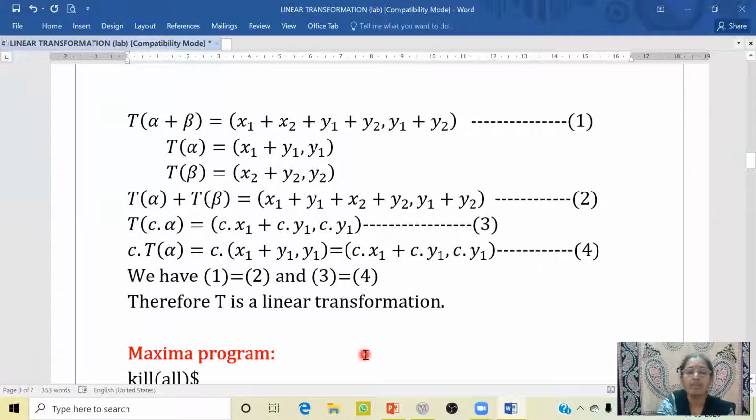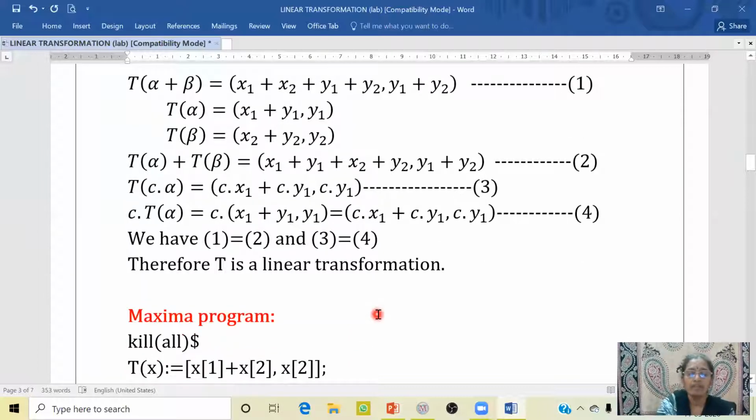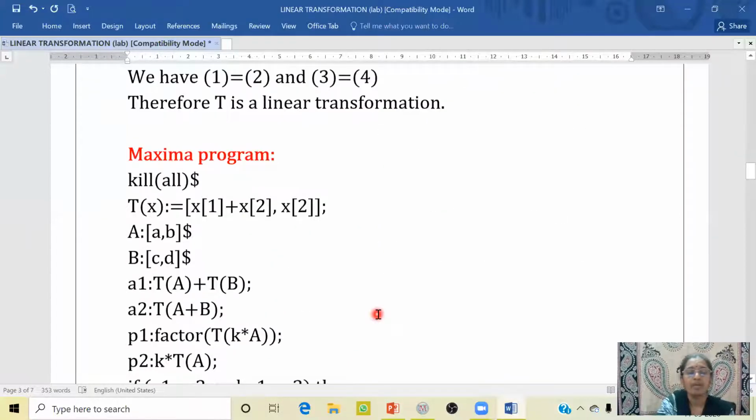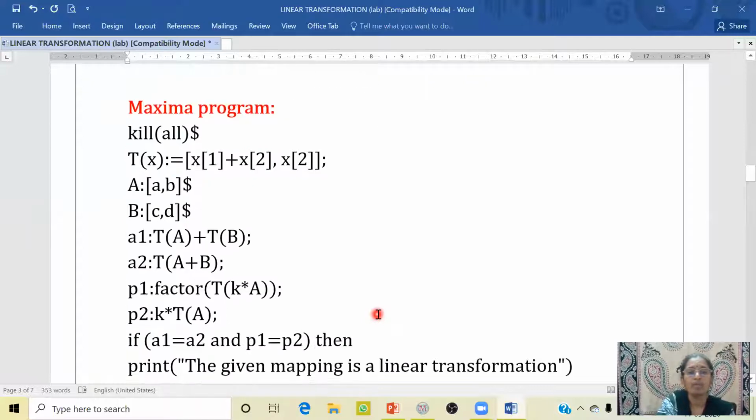Now let us check whether this is true using Maxima program. So this is the Maxima program. So here you have the first line, that is kill all. This is a command used to delete the user variables, functions, arrays, etc. And this command resets all the internal variables to their default state.